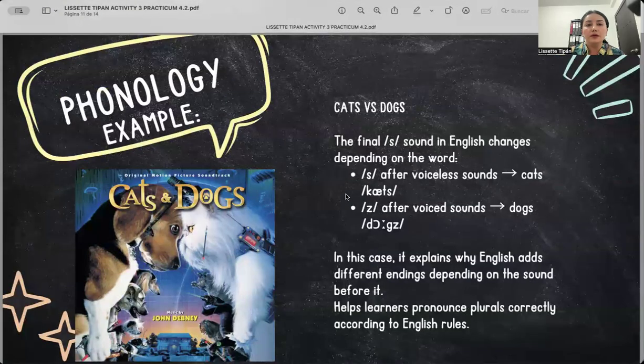An example of phonology. The plural s ending in English can sound different depending on the final sound. After voiceless sounds, it's like cats. After voiced sounds, it's like dogs. This is a rule of the English sound system, part of phonology, and not something we see in spelling. Knowing this helps learners pronounce plurals clearly.